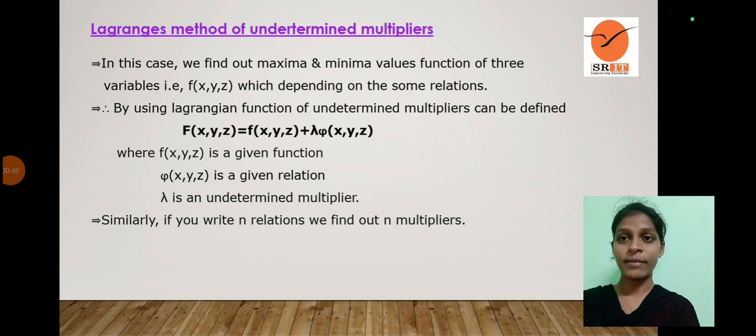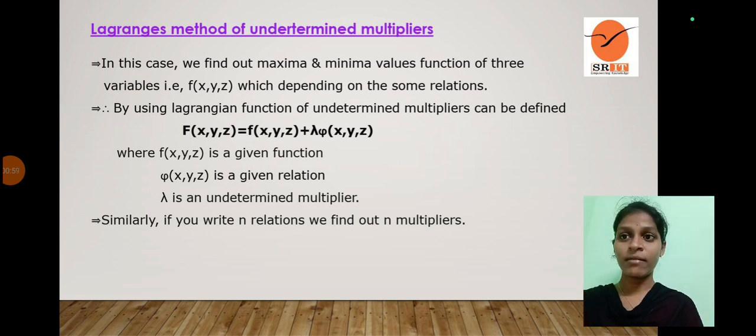Lagrange's method of undetermined multipliers. In this method, we find the maxima and minima values of a function of three variables, that is f(x, y, z), subject to some relations. Therefore, by using Lagrange's method, the function of undetermined multipliers can be defined.